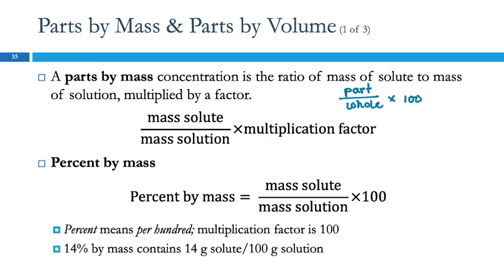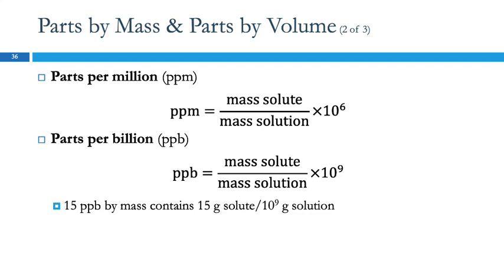And so we can take a percent, say 14% by mass, and we can say, well, that means 14 grams of solute per 100 grams of solution. And that's one that we're very familiar with, percentage. We can also do parts per million and parts per billion. Why would we want to do this? Why can't we just do everything in percent? Well, if your concentration is very small, you might use parts per million.